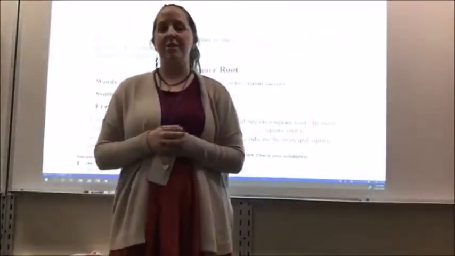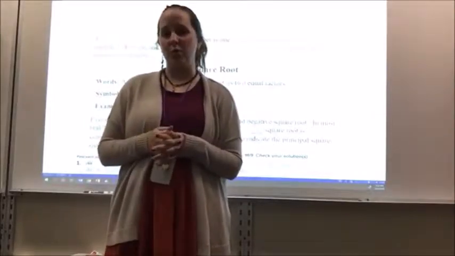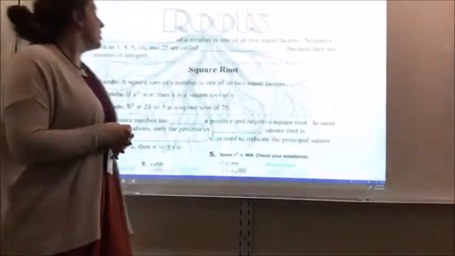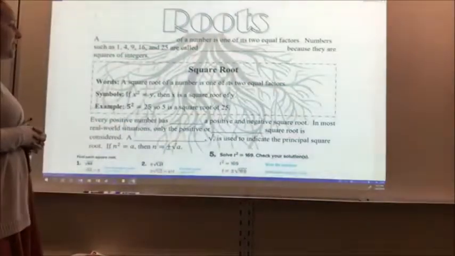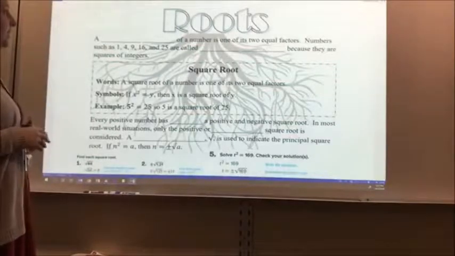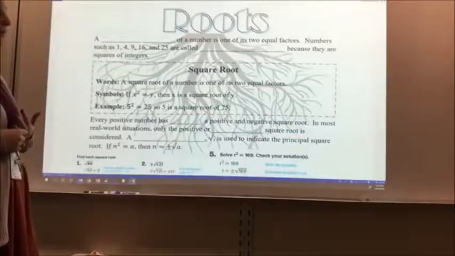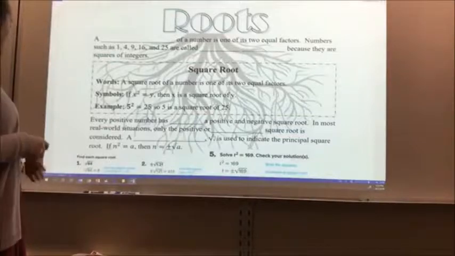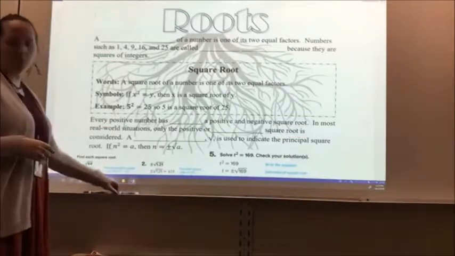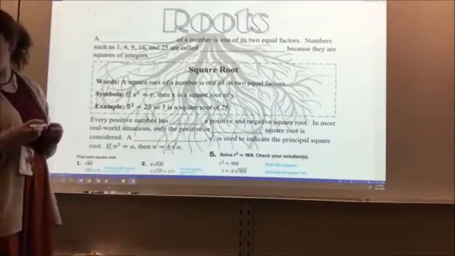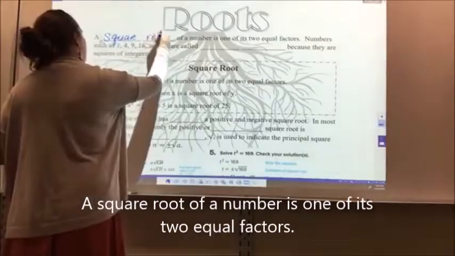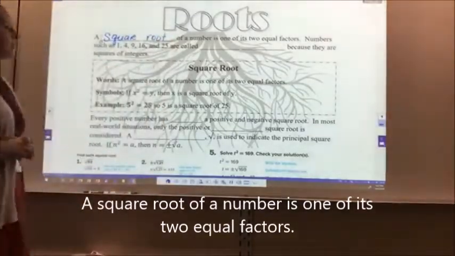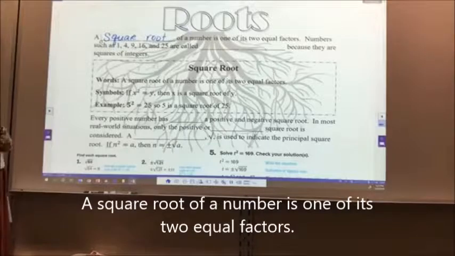All right, this is Chapter 1, Lesson 8, Roots. So the first thing I have is a blank blank of a number is one of its two equal factors. In those two blanks, you're going to write square root. So a square root of a number is one of its two equal factors.